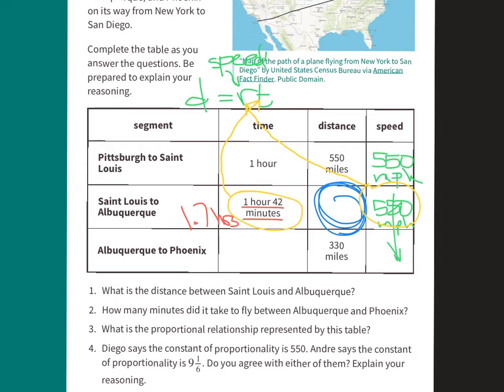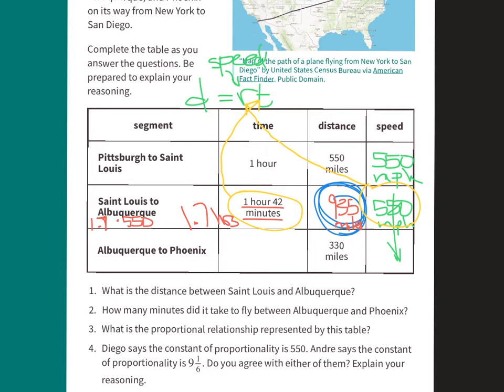So this really is 1.7 hours. All I'm going to do to figure out the distance between St. Louis and Albuquerque is go 1.7 times 550 miles an hour. Using my calculator, 1.7 times 550, I get 935. So 935 miles. Got a lot of different colors going on here.